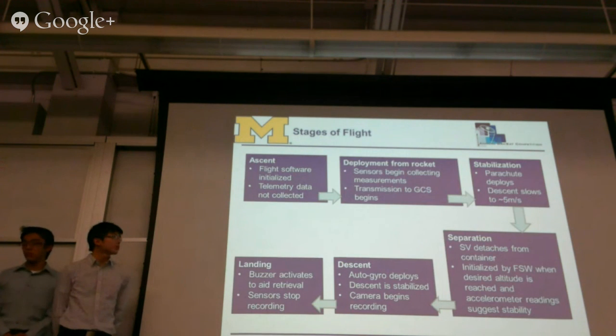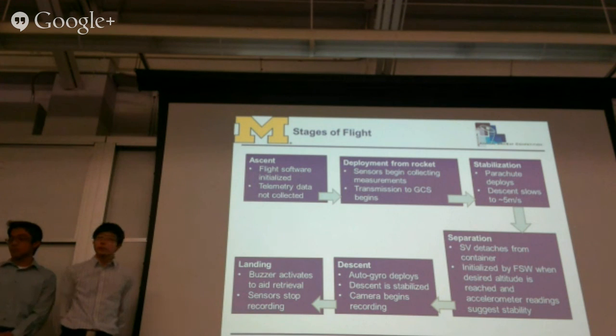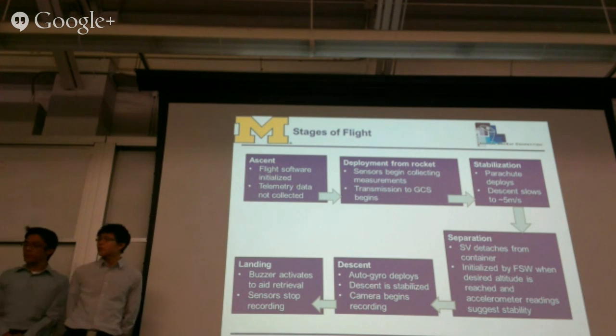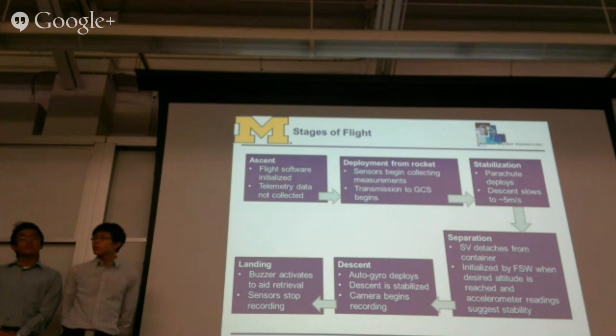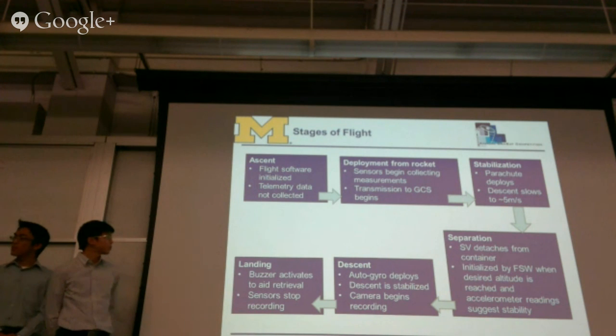So here are more detailed stages of flight. First, it's going to be ascending in the rocket. The flight software is going to be initialized, and the flight goes from the rocket up to altitude. Sensors at that point are going to begin collecting measurements and transmitting to the GCS. Stabilization after that, so the parachute deploys and slows the descent initially. Once it's stabilized, the science vehicle detaches from the container, and that's going to be initiated by the flight software when descent is slowed and the accelerometer reading suggests that it's pretty stable. At that point, the autogyro deploys, descent stabilizes, and the camera begins recording. Finally, it lands, the buzzer activates, and the sensors shut off.